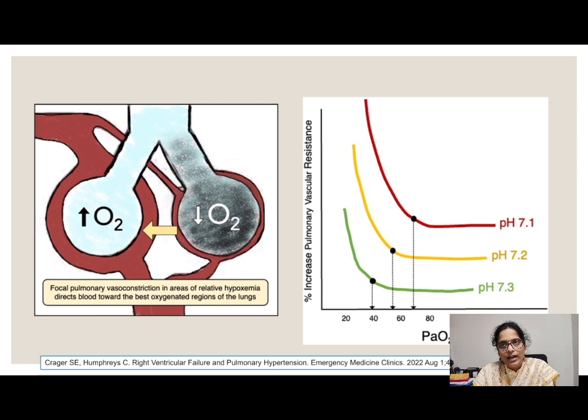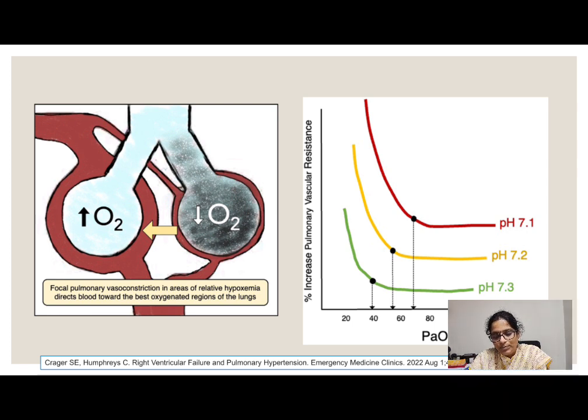We all know that hypoxia causes pulmonary vasoconstriction in areas which are relatively hypoxemic and blood gets diverted to the well ventilated or well aerated regions of the lungs. And this change will cause an increase in pulmonary vascular resistance, and it is more pronounced as the pH drops from 7.3 to 7.2 to 7.1, as you can clearly see in the diagram on the right side.